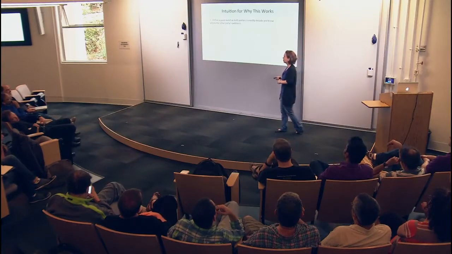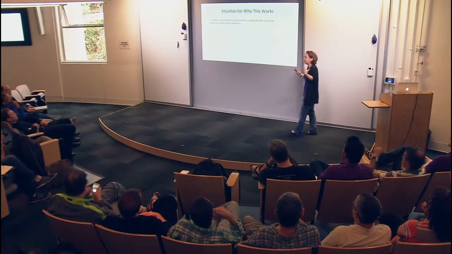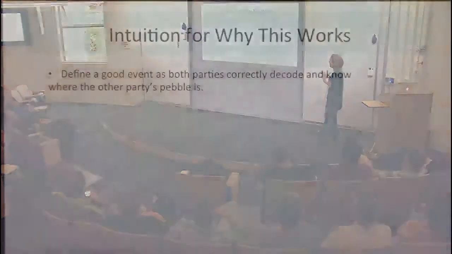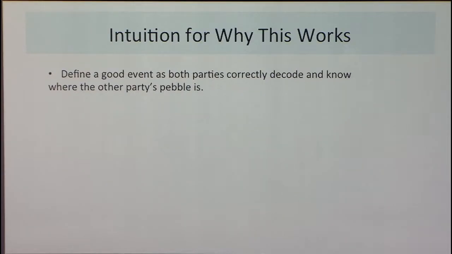Okay, so intuition for why does this work? Why is the tree code property a sufficient property for getting the right answer here? So Schulman's analysis is very instructive on this. And what he does is he defines a good event as a moment when both parties correctly decode and know where the other party's pebble is.